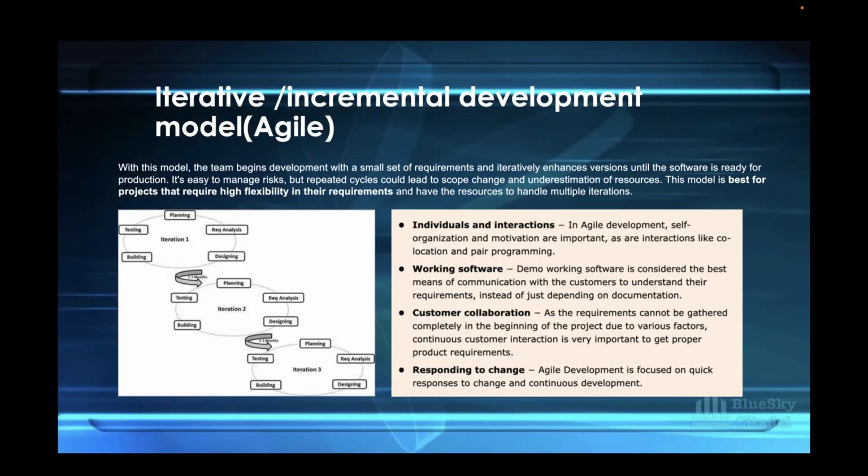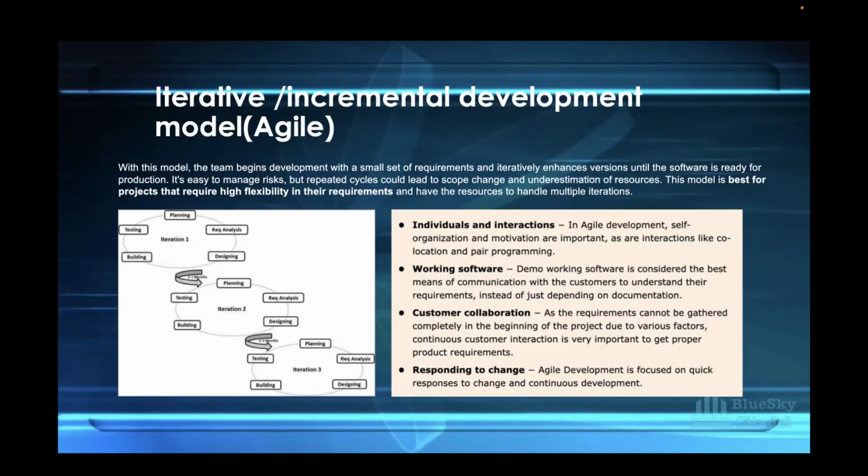Demo working software is considered the best means of communication. What that means is, if you remember in V-model, the user is involved only at the beginning and at the end. In Agile, the user can be involved. When a particular feature is completed in that sprint, it can be demoed to the user, to the stakeholder, to the client. So they would then see, oh okay, this is what you've done. This is nice, this is exactly how I want it. Or no, this is not exactly how I want it.